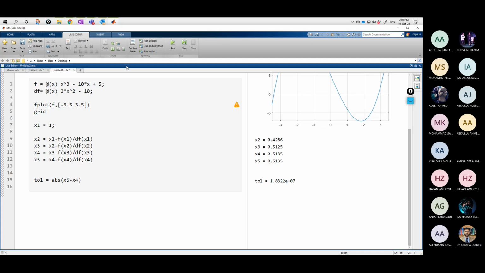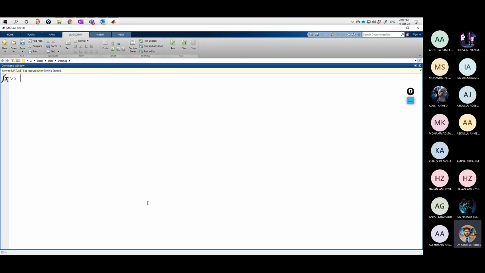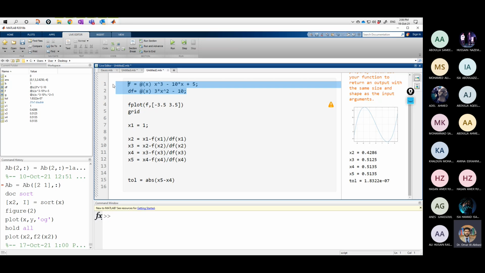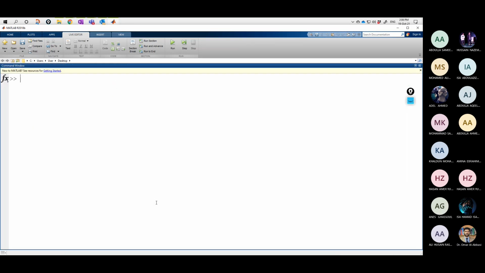So let's say we do it in the command window, and let me just copy the same stuff. That's the function and the derivative. Okay, the function and the derivative. So that is the function and the derivative, and define the initial guess.